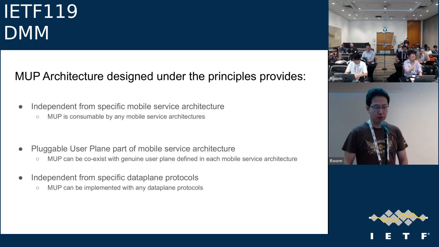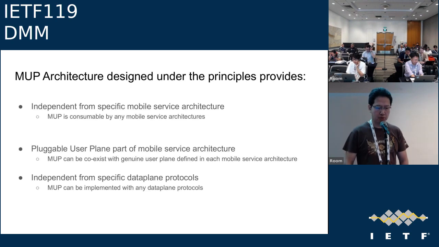So the MAP architecture designed under that principle is independent from the specific mobile service architecture, because the MAP is consumable by any mobile service architecture. The session information is transformed to routing, and the MAP segment can be attributed with any mobile service specific user plane behavior information.